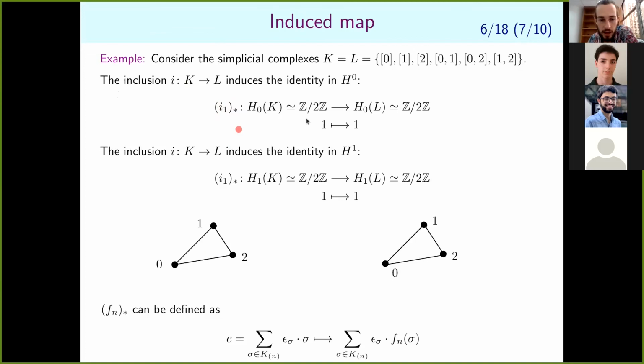I zero star is a map between the zeroth homology group of K and the zeroth homology group of L. These two groups are Z over 2Z, remember, because we have one connected component. And this map actually is the identity map.